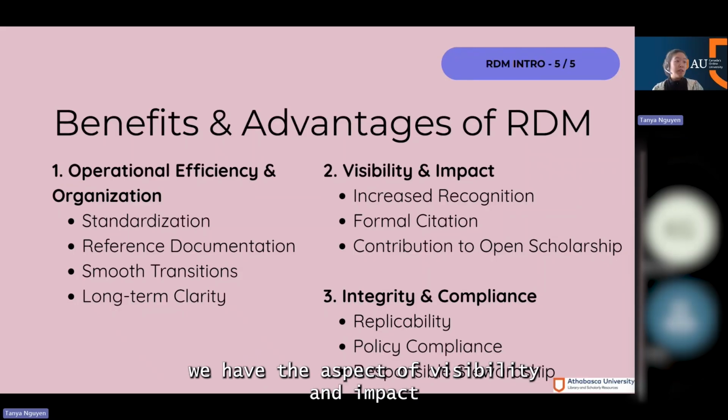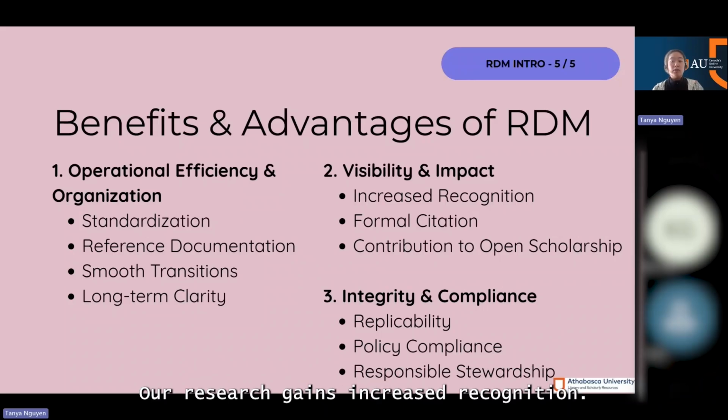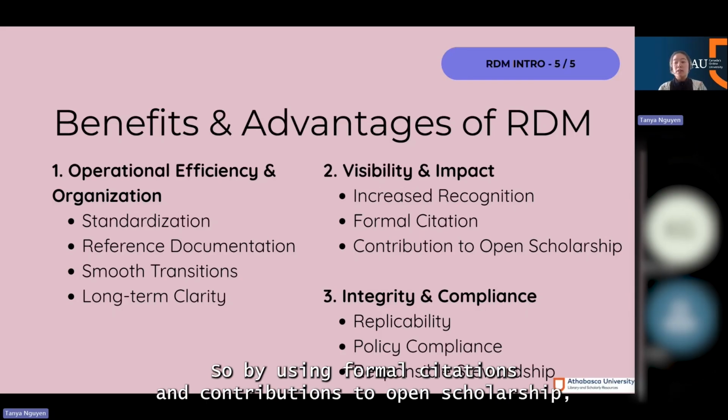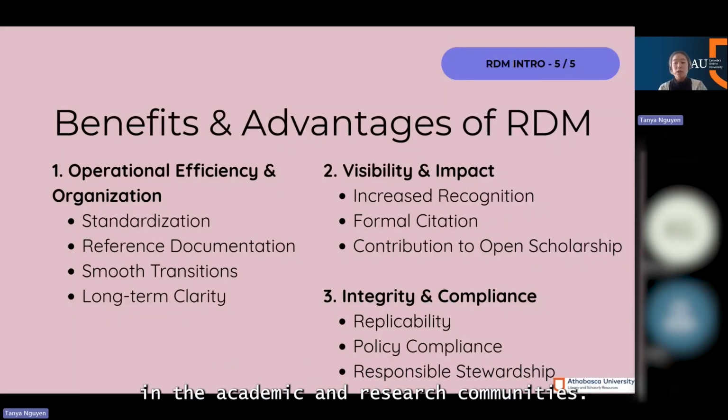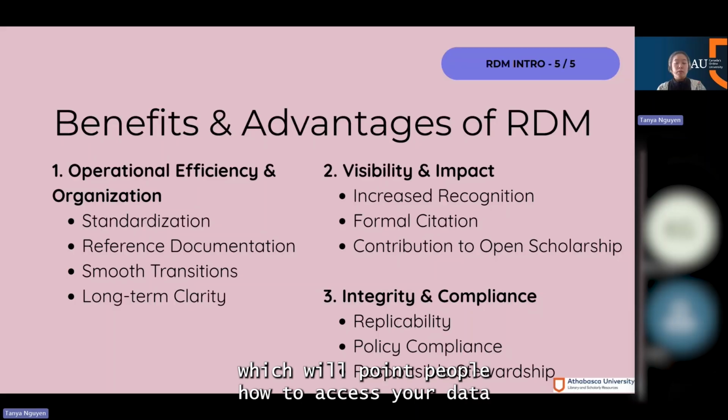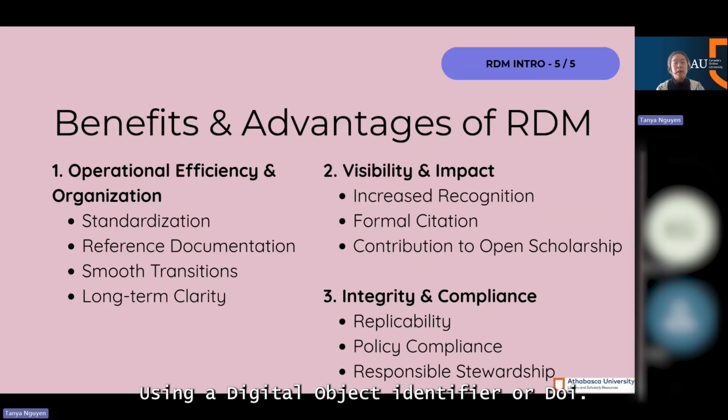Secondly, we have the aspect of visibility and impact. With RDM, our research gains increased recognition. So by using formal citations and contributions to open scholarship, we elevate our work's visibility and impact in the academic and research communities. Later on, we will talk about data availability statements, which will point people to how to access your data and where it's deposited using a digital object identifier, or DOI.